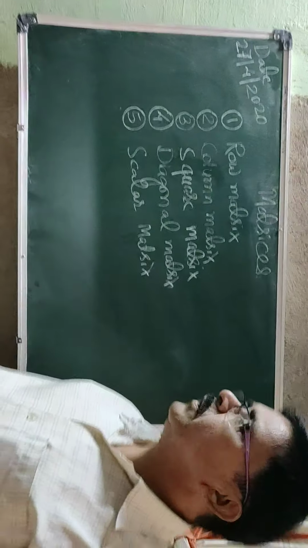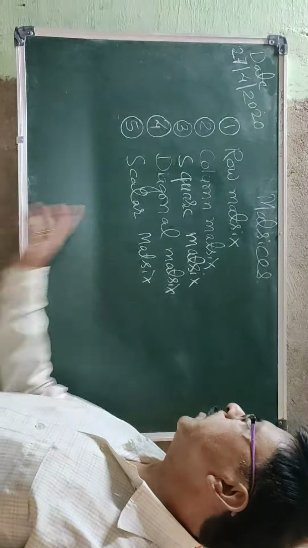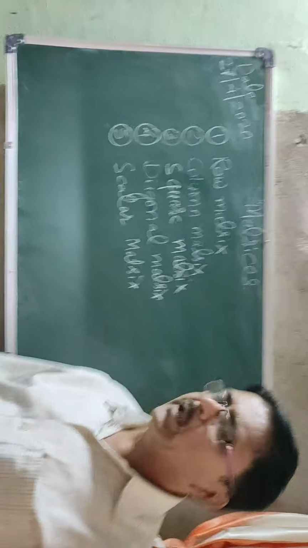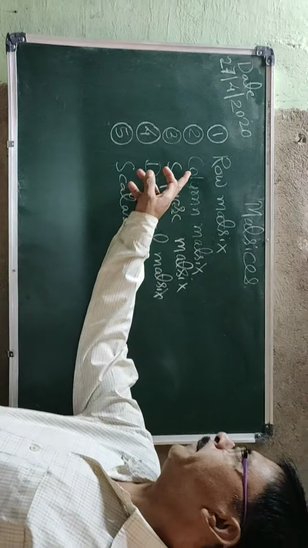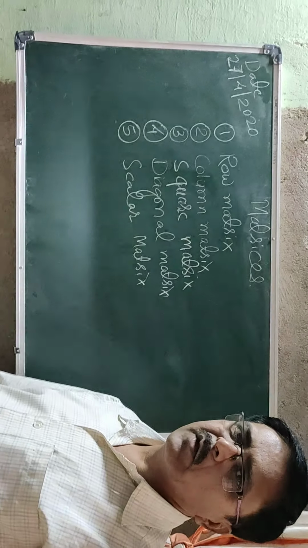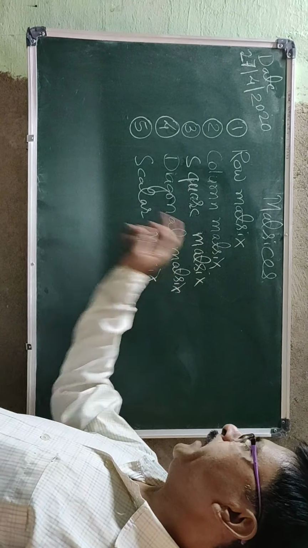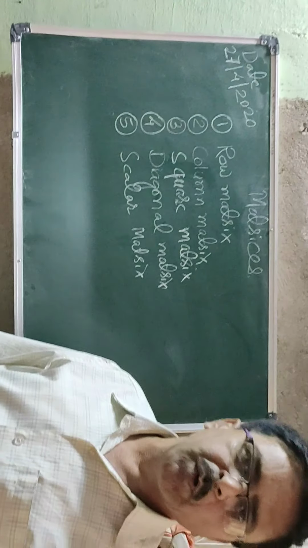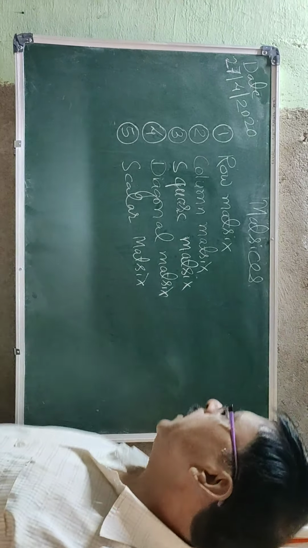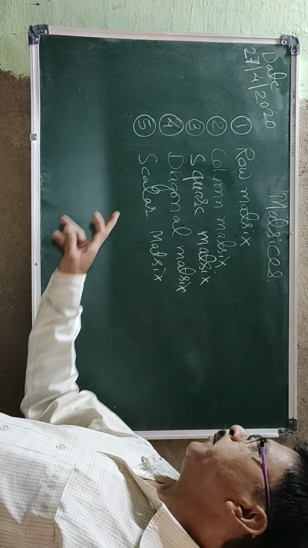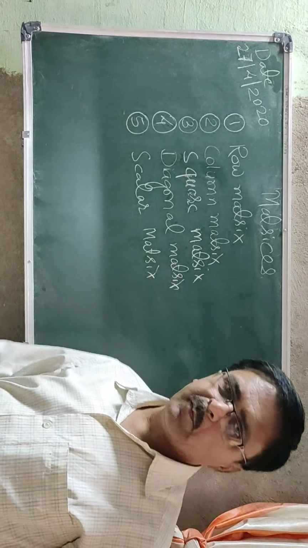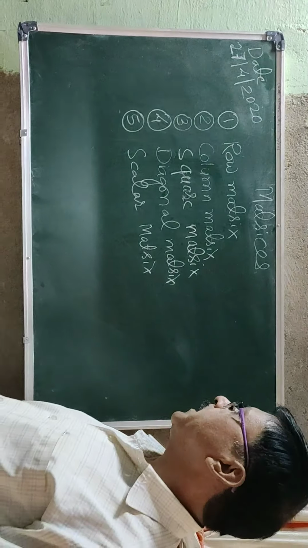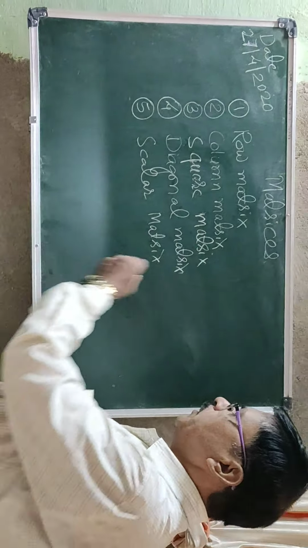Last session we have seen the types of matrices, in which we have seen the row matrix. A matrix in which only one row is there is called a row matrix. A matrix in which one column is there only is called the column matrix. Square matrix, a matrix in which the number of rows and number of columns are equal, is called a square matrix. After that, the diagonal matrix, a matrix in which all the non-diagonal elements are 0, that is called the diagonal matrix.